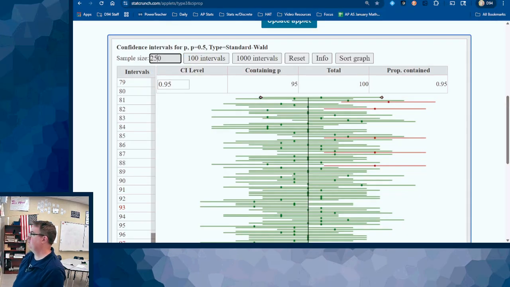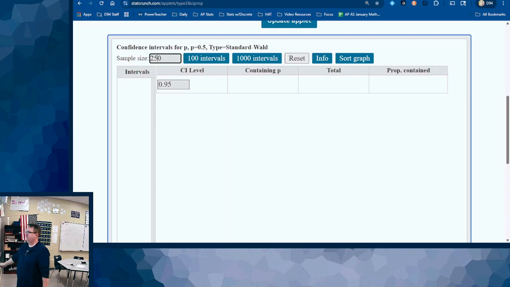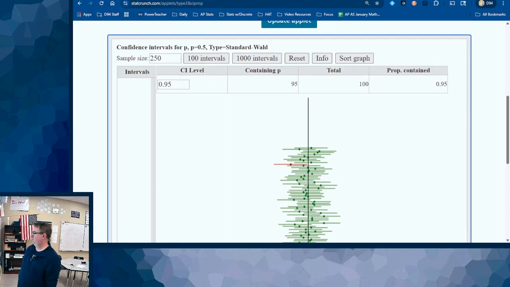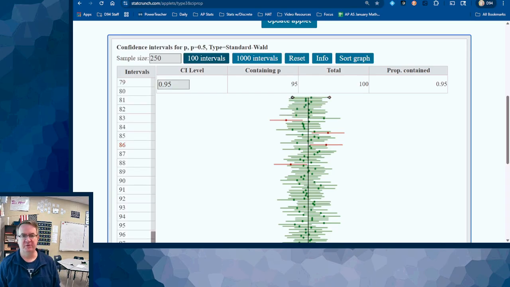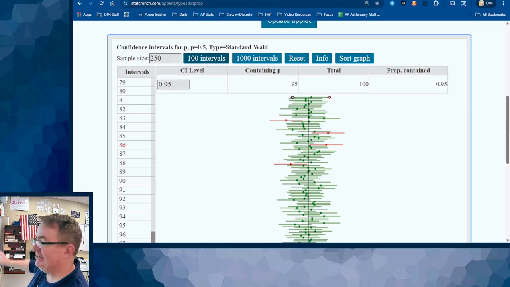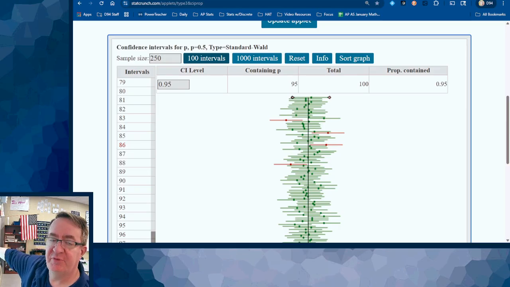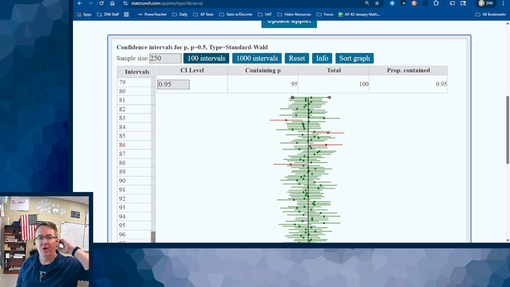If I change it to 250, and we do 100 intervals, look how much smaller that is. Why would that be? What gets smaller as we increase our sample size? That's right, standard deviation. So that means that whenever we're dealing here with our confidence interval, standard deviation is going to have a play in it. Okay? So I'm going to wrap this up.